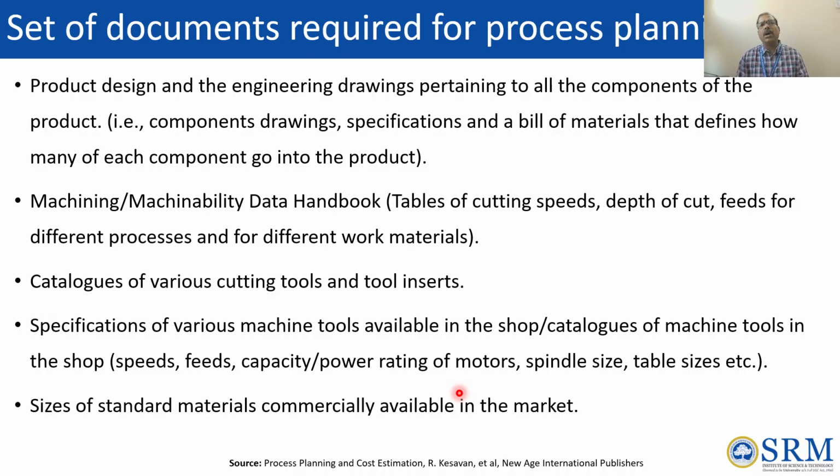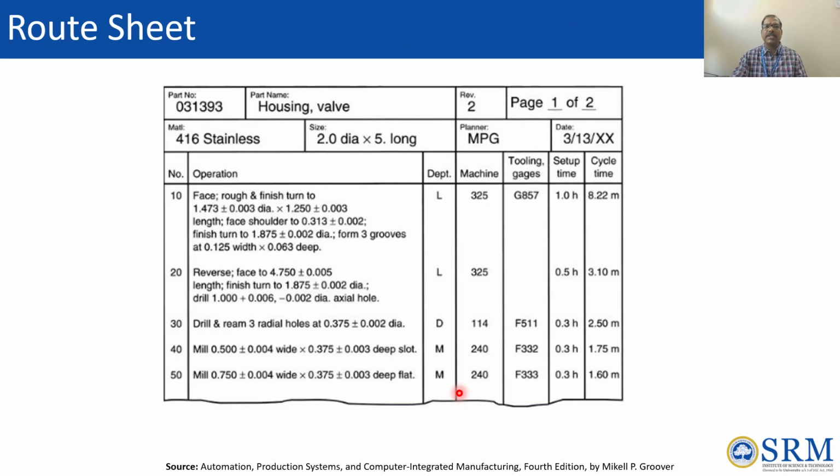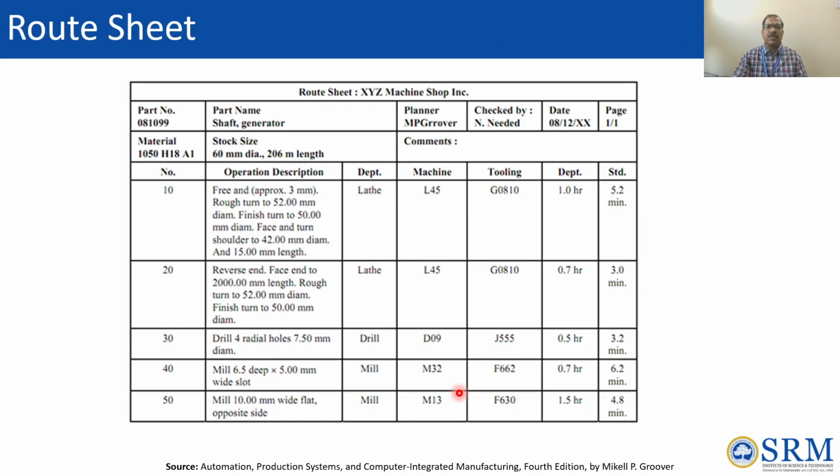Now let's move on to the next topic. What are the set of documents required for process planning? So far, we have discussed many topics. From the topics themselves, we could understand that this is all the information we need in order to do process planning. Assume a table like this, a route sheet. This is also a route sheet.